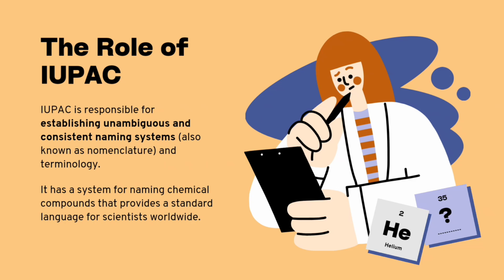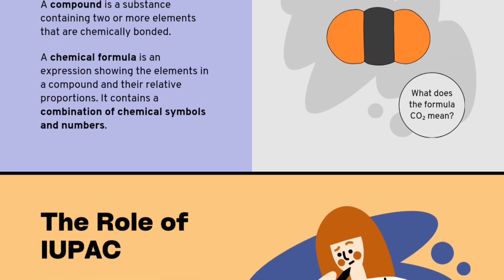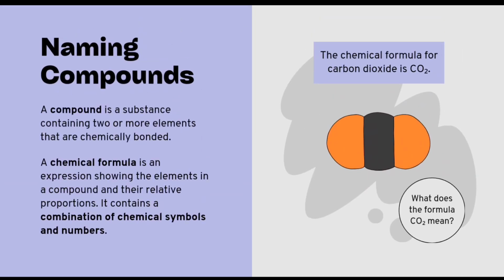Now we would learn about the role of IUPAC. IUPAC is responsible for establishing unambiguous and consistent naming systems, also known as nomenclature and terminology. It has a system for naming chemical compounds that provides a standard language for scientists worldwide. Now we will describe how to name compounds.